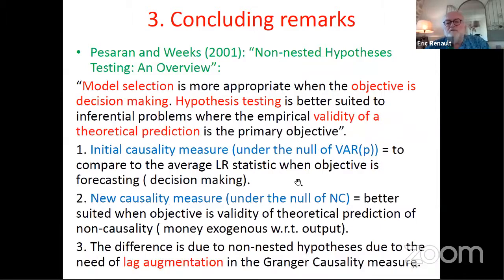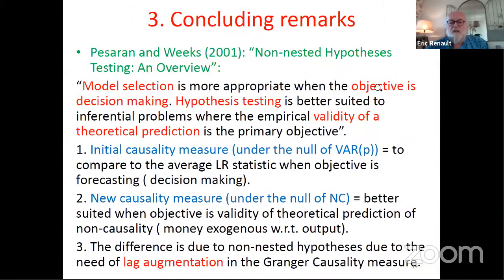If you just want to do forecasting, you can work with the standard VAR model and nested hypothesis. No problem. You are just trying, in a descriptive way, to characterize the model which gives you the best forecasting. Now, if your question is really testing a theoretical question, you have some theory in mind, you think that Y should not cause X, then in this case, I think you should use our approach of non-nested hypothesis, because in this case, you have an asymmetry between the null and the alternative, and this lag augmentation will make sense.